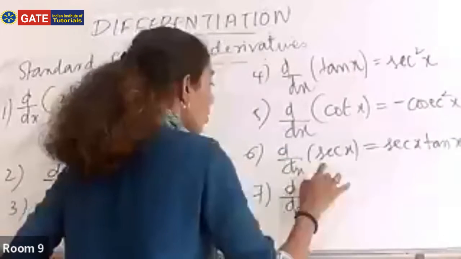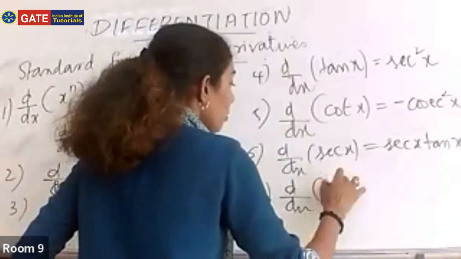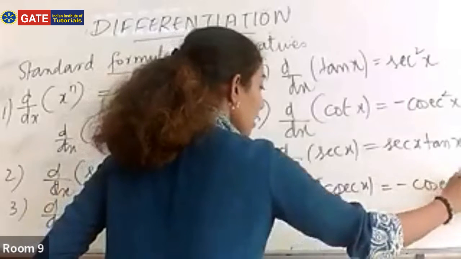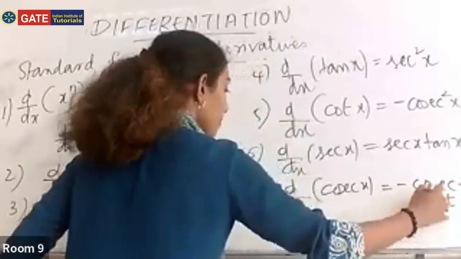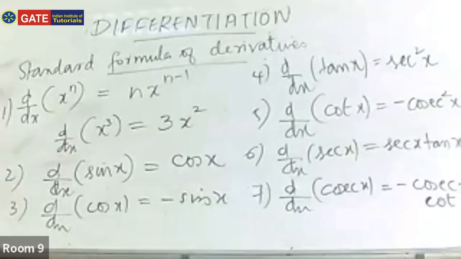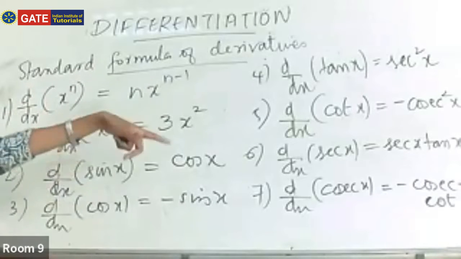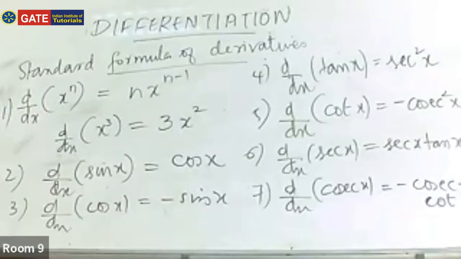And derivative of cosec x, that is minus cosec x cot x. These are some standard formulas. If you have a polynomial x to the power something, this is its derivative, and these are the derivatives of the trigonometric functions. Okay. This we had discussed yesterday, so you just note it down fast.